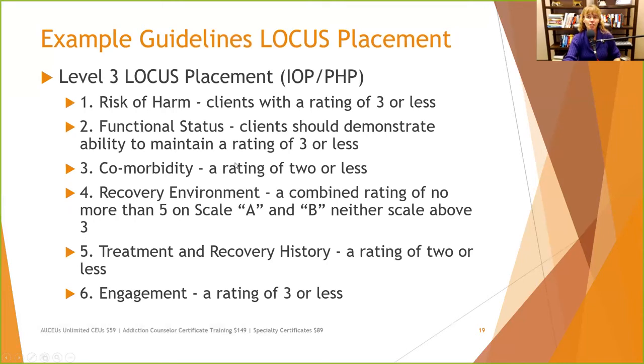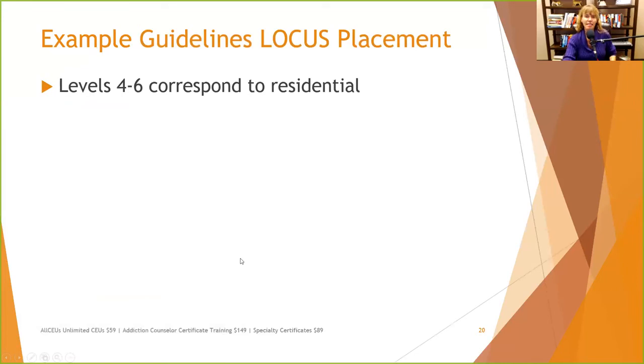Level 3 for the LOCUS is 3 to 9 hours a week. Risk of harm, rating of 3 or less. Functional status, 3 or less. Comorbidity is still low. So they're really still looking at one main presenting issue, and the other things are only mild and not going to significantly complicate the treatment of the primary presenting issue. And then levels 4 through 6 correspond to various levels of residential treatment when we're talking about the LOCUS. So that gives you 2 different breakdowns of what you're looking at.